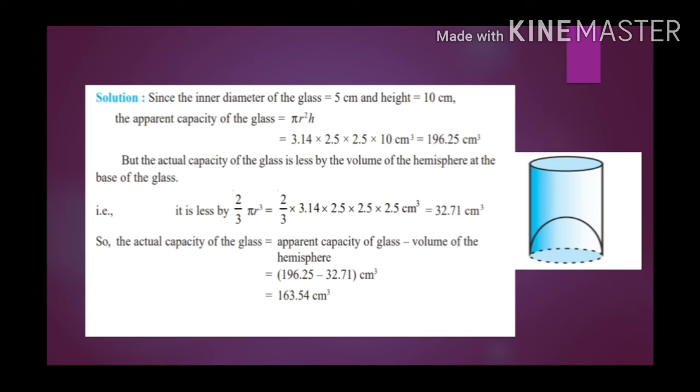Okay, the reduced capacity is equal to the volume of the hemisphere, which is equal to 2 by 3 pi r cube. Again I told you the radius of the hemisphere and the radius of the cylinder will be same. So the reduced volume is this much. So the actual capacity of the glass is apparent capacity minus volume of hemisphere, which is equal to this much. Okay.